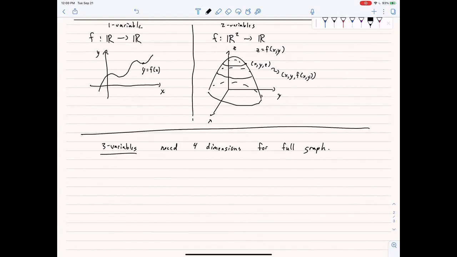So to understand this, we want a notion of a level curve or level set. For functions of 3 variables, you call it a level surface. This is n equaling 2. This is n equaling 3. And in higher dimensions, you call it level sets.